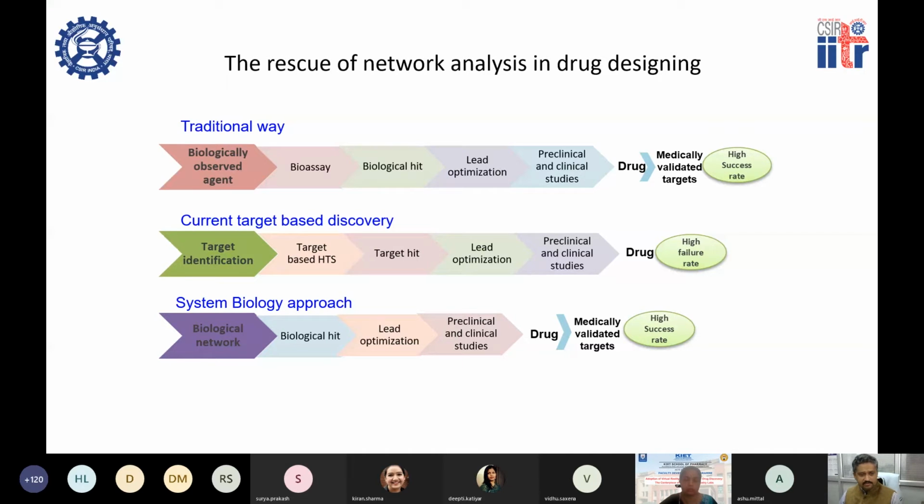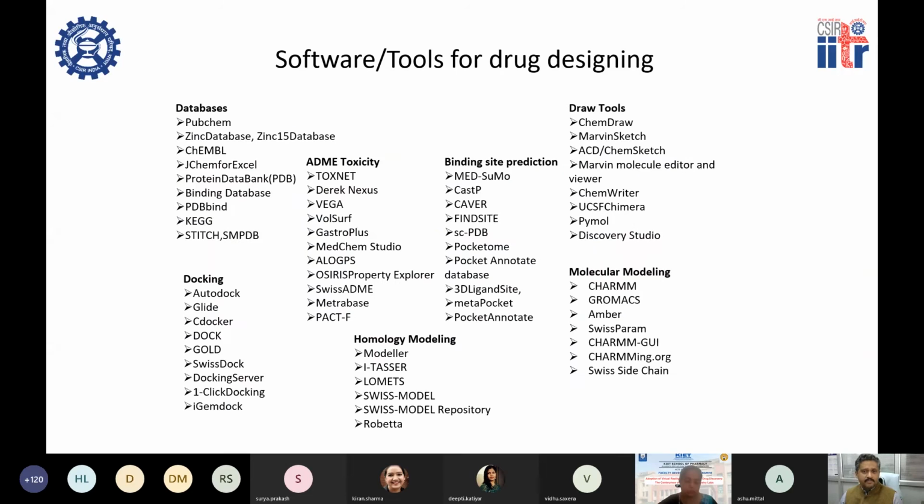This systems biology based adverse outcome pathway analysis is also very important to integrate into the drug discovery pipeline. There are n number of software and tools for drug designing available. As I mentioned, for each component: databases, docking, ADMET, binding site prediction, drawing tools, molecular modeling tools, and homology modeling tools. Many of them are open source, and some are commercially available, so you can use whichever way you want.